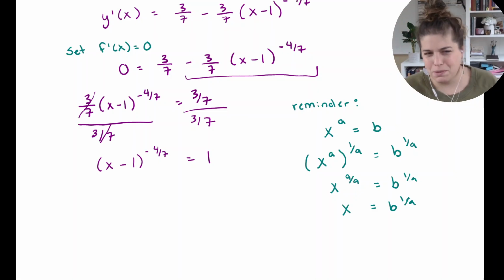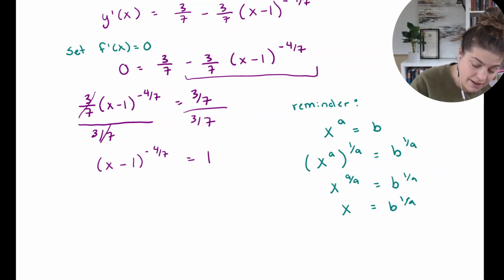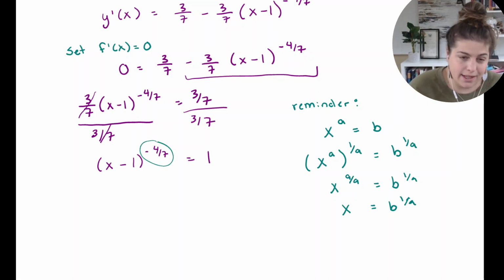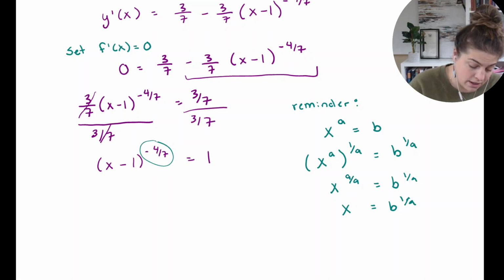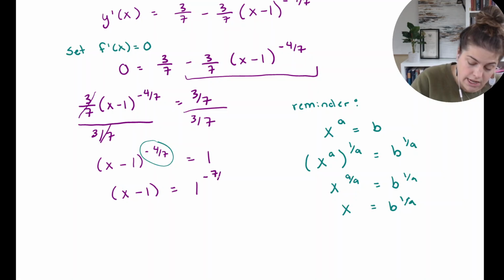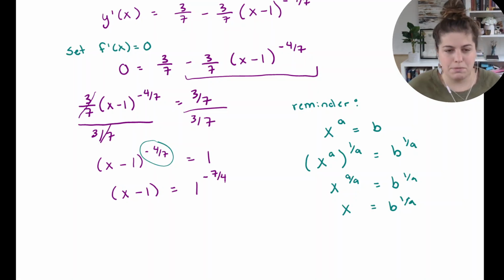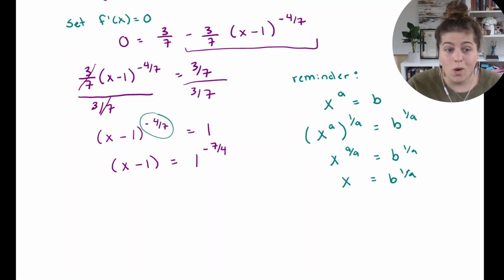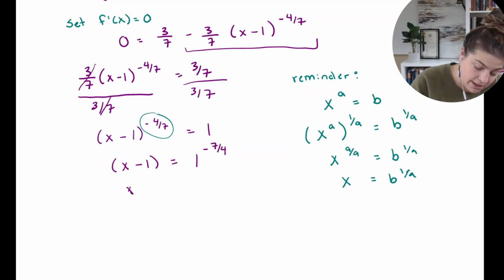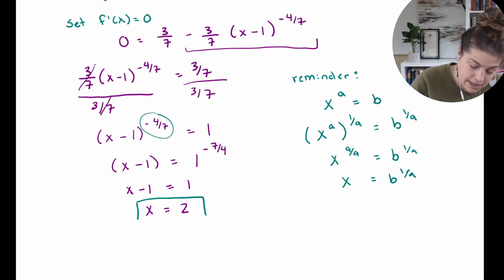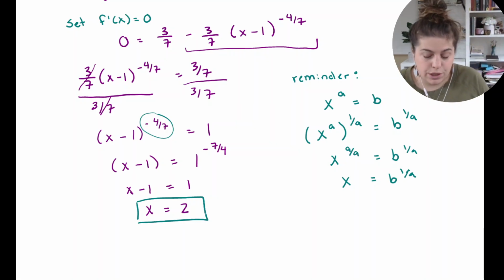You don't have to write out all of this work. I'm just reminding you that if I have a messy exponent, like this negative 4 over 7, to get rid of it, I am just taking the other side and raising it to the inverse, 1 over that. So that would just be 7 over 4 in this case. Now, 1 to any exponent is always just going to be 1. So this leaves us with a critical point happening at x equals 2.